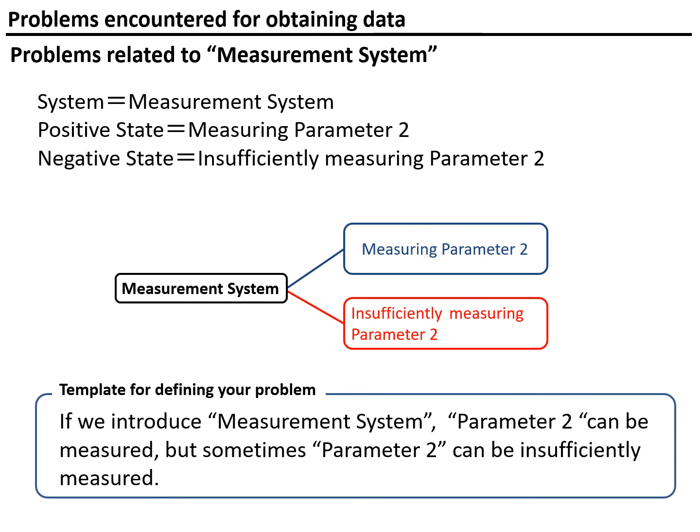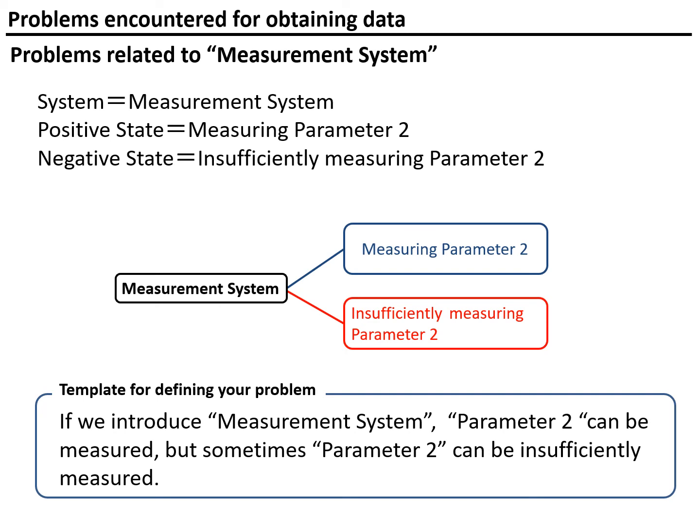Another type of problem which could be encountered in the process of obtaining data is related to the measurement system. In this case, the system is the measurement system, the positive state is measuring parameter 2, and the negative state is insufficiently measuring parameter 2. So by using the template, you can define a problem in obtaining data like this: if we introduce a measurement system, parameter 2 can be measured, but sometimes parameter 2 can be insufficiently measured.